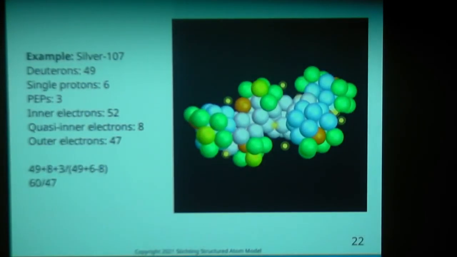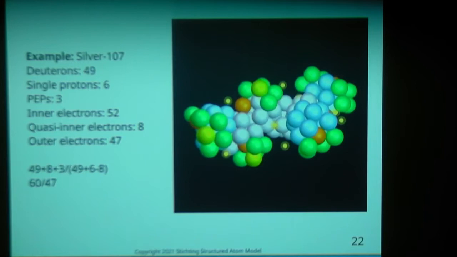Silver 107 has 49 deuterons, 6 single protons and 3 peps by a first initial count gathered from the model of the silver nucleus. This means there are initially 52 inner electrons. Based on the structure, the nucleus can pull in 8 outer electrons, making them quasi-inner electrons. The number of outer electrons is calculated as 49 plus 6 minus 8, equal to 47. The ratio is therefore 49 plus 3 plus 8 divided by 49 plus 6 minus 8, equal to 60 divided by 47. The atomic number is 49 plus 6 minus 0, equal to 55.